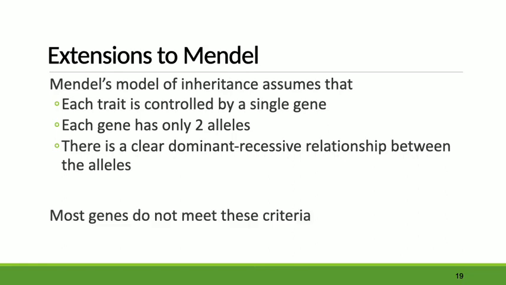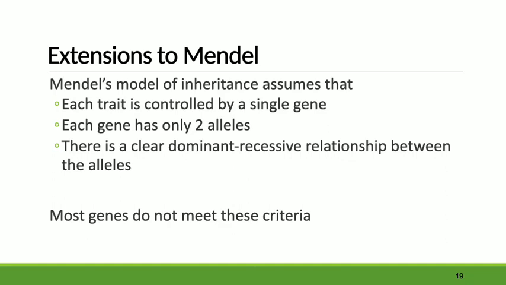However, most genes do not meet these criteria. And we will look at some examples of what that means. However, I want you to keep in mind that this does not negate or change anything about the laws that we got from Mendel's experiments. It means that Mendel discovered the very basis of genetic inheritance, and all of these other situations that I'm going to mention, they are like an extra layer of complexity on top of the basic genetic inheritance that Mendel described.